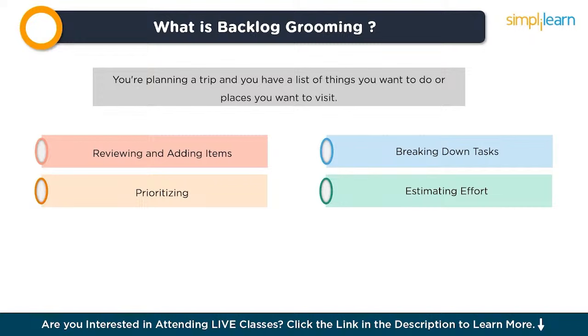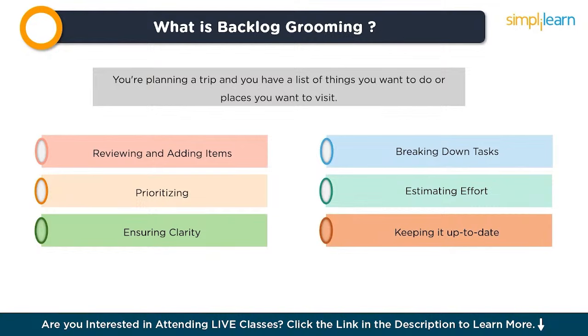Estimating effort. It's important to have an idea of how much time and effort each task will take. During backlog grooming, you might discuss and estimate the effort required for each item. This helps with planning and resource allocation. Ensuring clarity. Everyone involved in the project should have a clear understanding of what each task entails. Backlog grooming provides an opportunity to clarify any doubts or questions about the items on the list. Keeping it up to date. Backlog grooming isn't a one-time thing. It's an ongoing process. You should regularly review and update the backlog as the project progresses and new information becomes available.